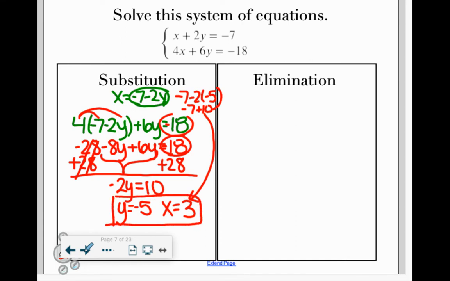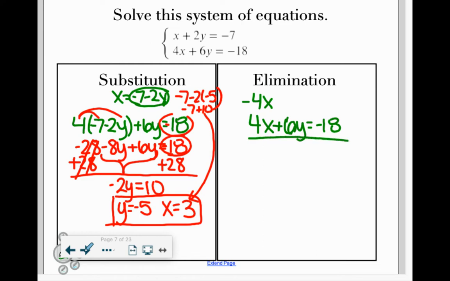Now let's talk elimination. If substitution is your preferred method, you can skip over the elimination part. Elimination is where you want two variables to cancel out. So since the bottom equation is already 4x plus 6y equals negative 18, I'm going to leave it exactly the way it is. But what I need to make happen, I'm going to kind of almost force this to happen, is I want there to be a negative 4x on top, so they add to 0.